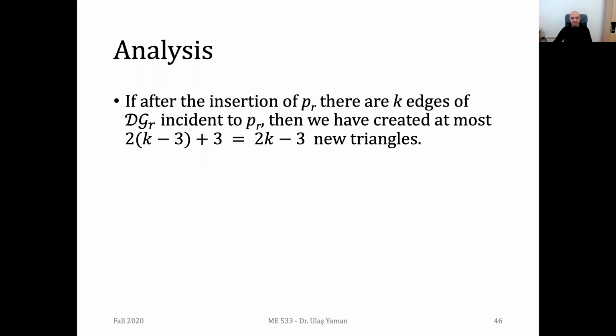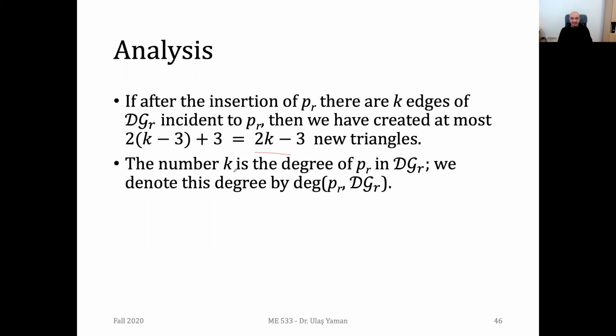Now let's consider some details related to the generation of new triangles. Once you add the new point PR, you will be adding new edges to your side PR. Then you can create at most, this is given here, 2 times K. K is, by the way, the degree of the point PR.